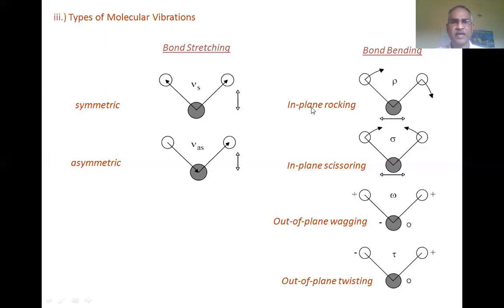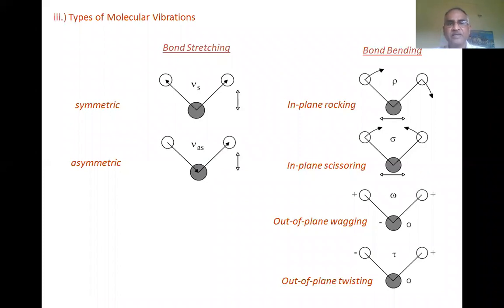So stretching can be symmetric stretching, as is shown here by the arrows. Both the arrows are pointing upwards, so symmetrically, there will be stretching. Whereas here, in the bottom figure, one arrow is stretching downwards, and the other arrow is stretching upwards. That means one bond is contracting, the other bond is getting stretched. So this is asymmetric stretch. So stretching is of two types: symmetric stretching and asymmetric stretching.